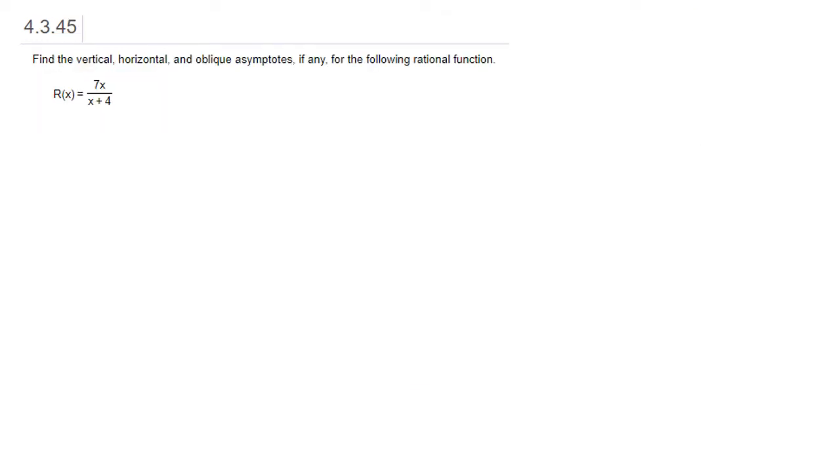Here we don't have the graph, but we do have the function. Find vertical, horizontal, oblique asymptotes. So the first thing we have to do is ask, is this a rational function? In other words, does it look like a polynomial over a polynomial? Well, 7x is a polynomial of degree 1, and x plus 4 is a polynomial of degree 1.